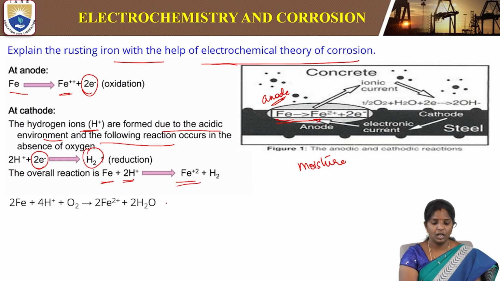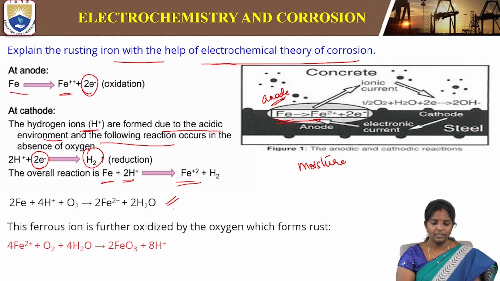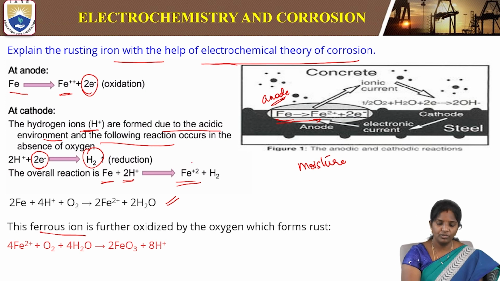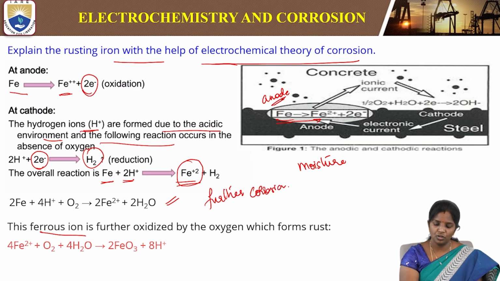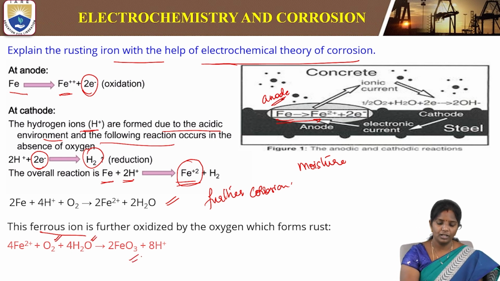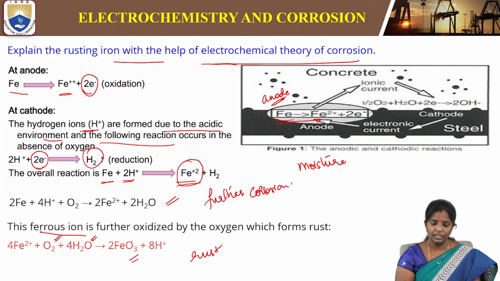So this is how the reaction will take place, and this ferrous ion is not stable in this state. So further corrosion will occur, because of this iron, and the oxygen or the water molecule present in the moisture will help in rusting and form rust like ferrous oxide, so ferric oxide, and therefore helps in corrosion. Further corrosion takes place, further reaction occurs.